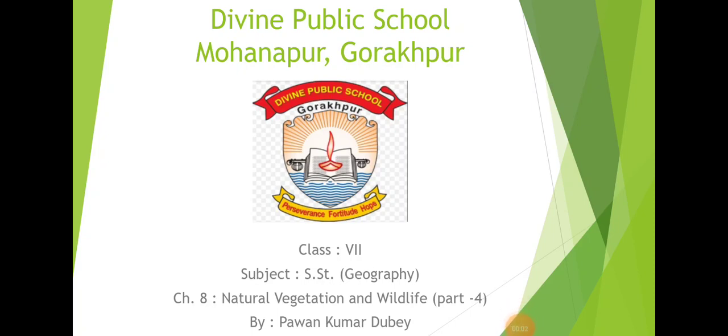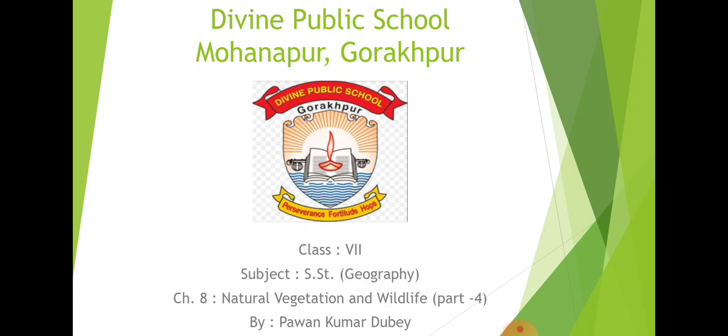Good morning, students. Today we are going to read Class 7 Social Science Geography, Chapter 8, Natural Vegetation and Wildlife, part 4. In the previous topic I had explained the different grasslands and forest vegetation. Now we have to discuss the shrubs which are found in the desert regions.